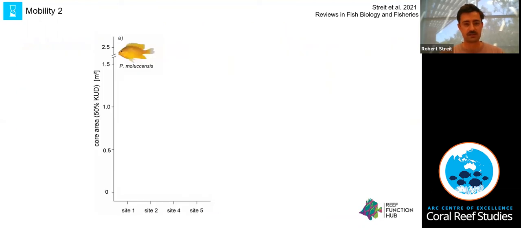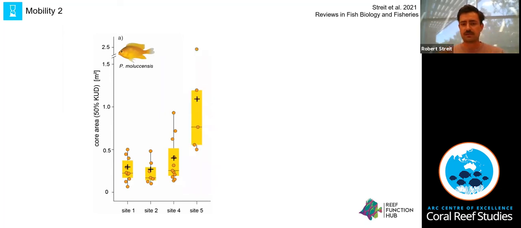So these are some results. Here we've got Pomacentrus moluccensis and the core area, so the usage area, on the Y, and 4 different sites on the X-axis. And the first 3 sites you can see, this is pretty much what we expect. So we have very small areas, less than half a square meter, where these fishes sit over 6 days. So they really don't move much. At site 5, however, we saw this jump. So suddenly they moved further, almost doubled in their movement.